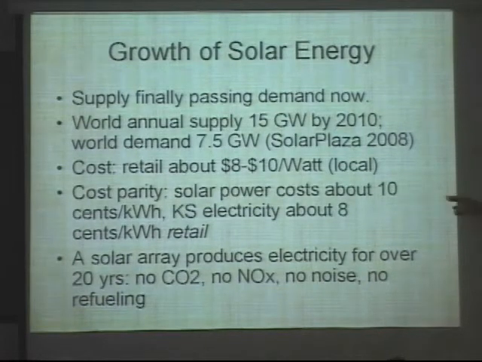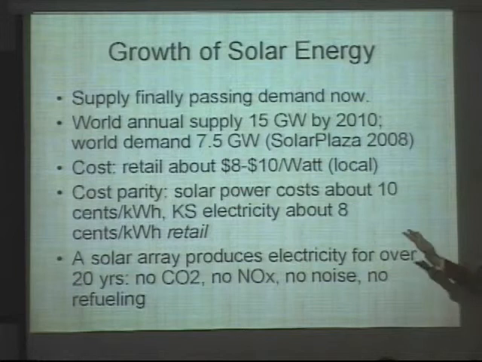The retail cost from our local folks who do this for a living, the Sunrights who put the solar array on UFM, it's $8 to $10 a watt for a grid-connected system. You're not paying for batteries. That's the installation cost, so the cost of the system and getting it put in. So if you need a 3-kilowatt array, you can kind of figure it costs about $30,000.